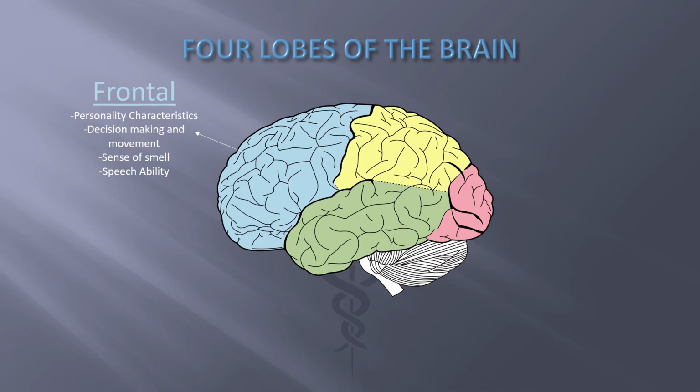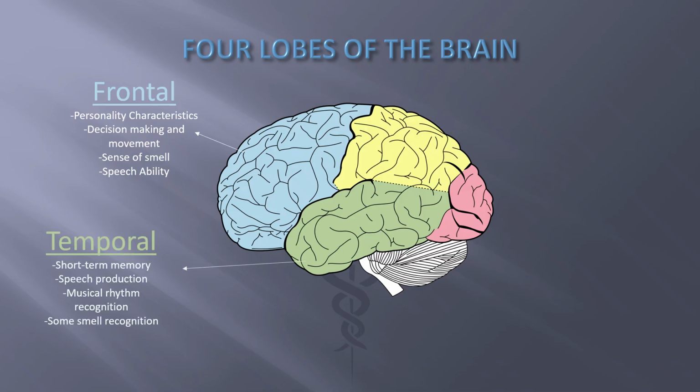Now, next we will be discussing this green region here in this picture, which is the temporal lobe, which is responsible for short-term memory, speech production, musical rhythm recognition, and some smell recognition, but not as much as the frontal lobe, because that is where the olfactory bulb is, for example. Now, in the back here, in the posterior area of the brain, is the occipital lobe, which is primarily responsible for vision or sight for our eyes.